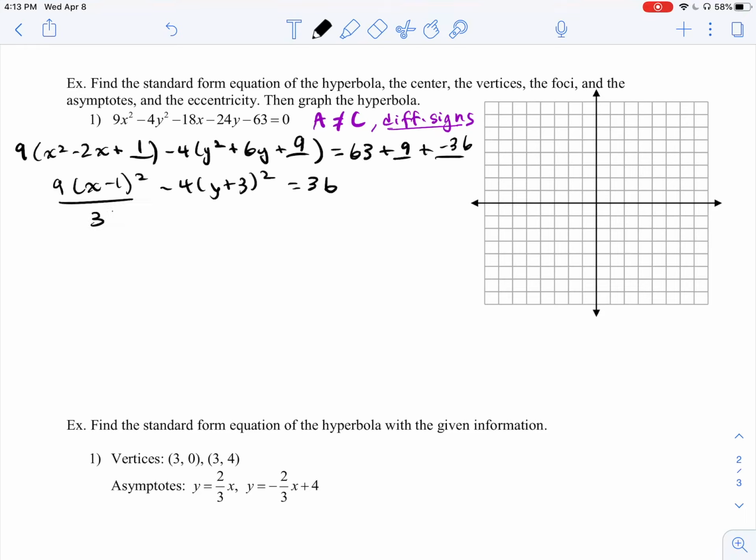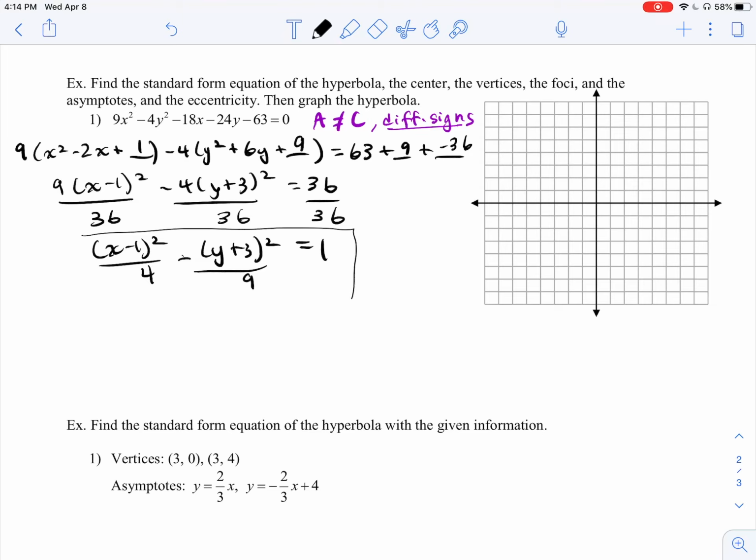And divide everything by that value of 36 because we want that right side to be equal to 1. So we've got 1, and that means (x minus 1) squared over 4 minus (y plus 3) squared over 9. And just quickly check my math, and I think that's it. So we have here our standard form equation.